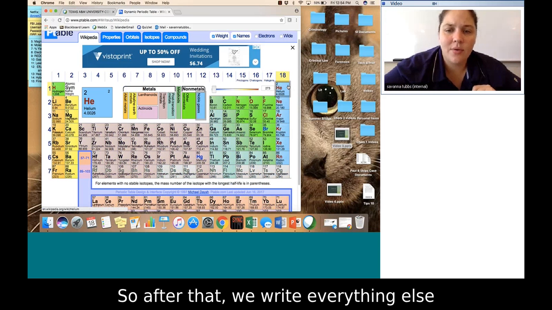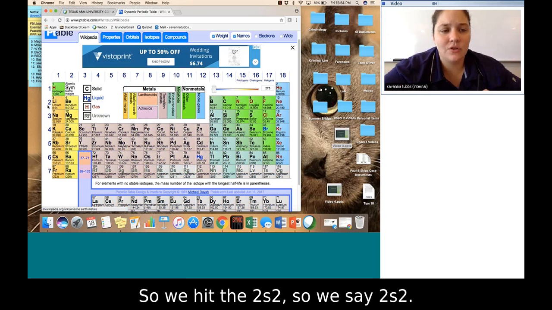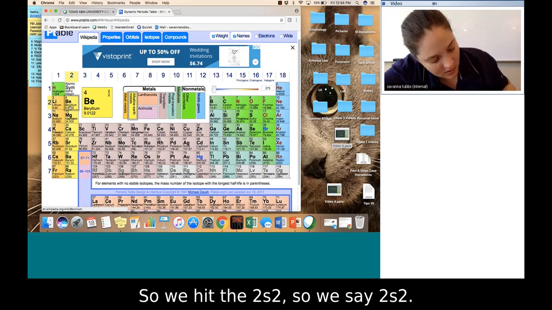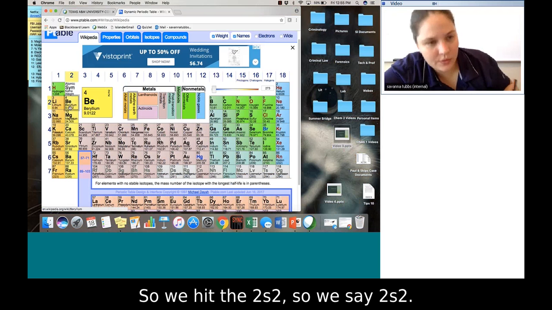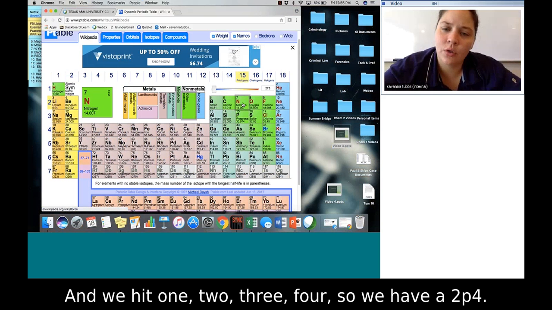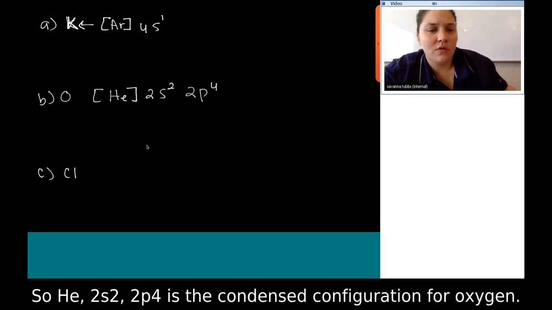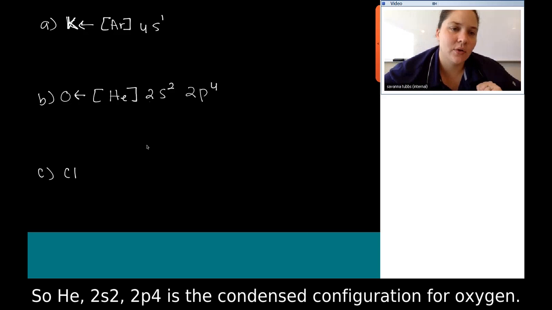So after that, we write everything else that comes after it to be able to get to oxygen. So we hit the 2s2. So we say 2s2, and we go to our 2p. So 2p, and we hit 1, 2, 3, 4. So we have a 2p4. So [He] 2s2 2p4 is the condensed configuration for oxygen.